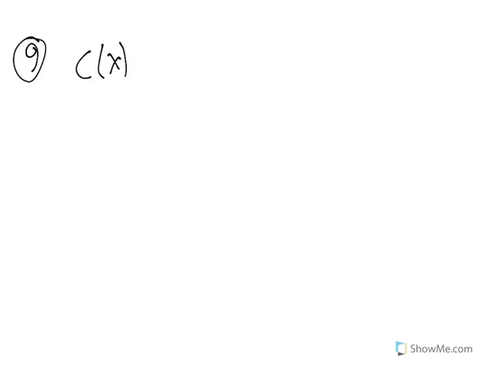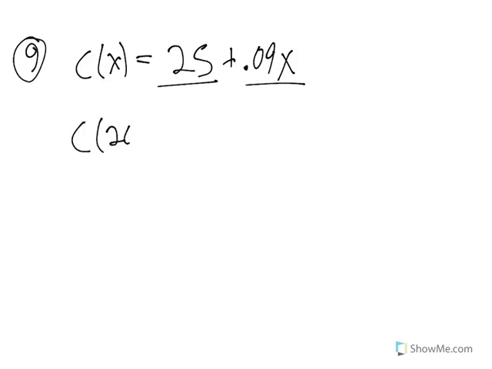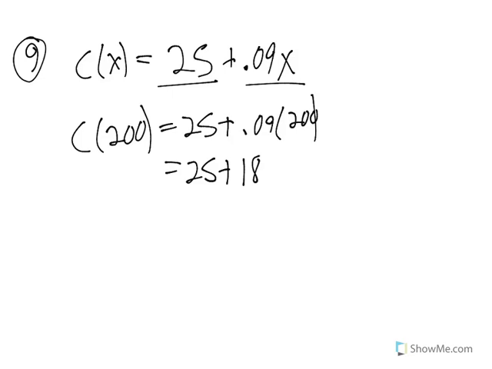Alright, so this is much simpler than the last problem. It's just a cost function problem. The cost is $25 fixed plus 9 cents per mile, right? 0.09 times x. There's your linear equation. It's the fixed cost plus the variable rate, which is 9 cents per mile, where miles are given by x. So what's the cost of renting the truck if the truck is driven 200 miles? Well, that's C of 200. So 25 plus 0.09 times 200, which is 25 plus 18, or $43 if we want to label this correctly.